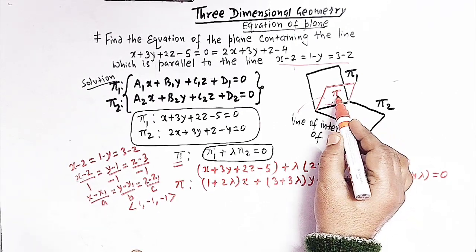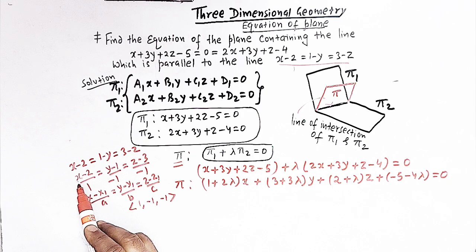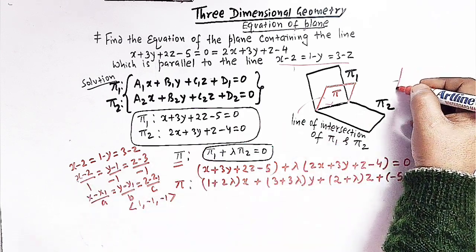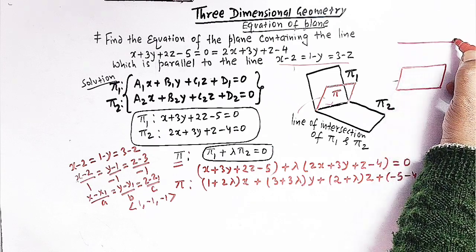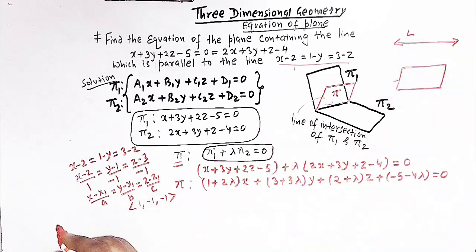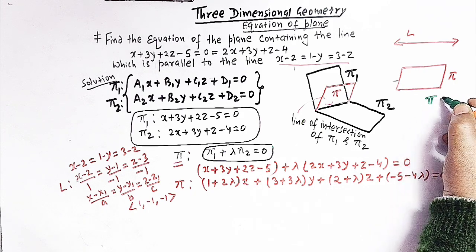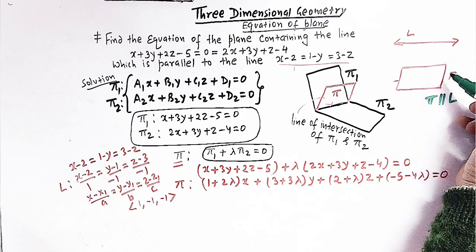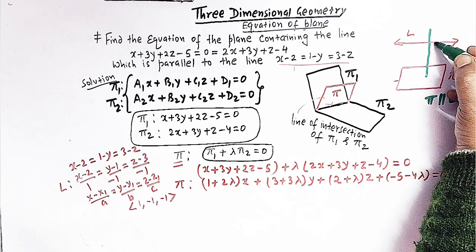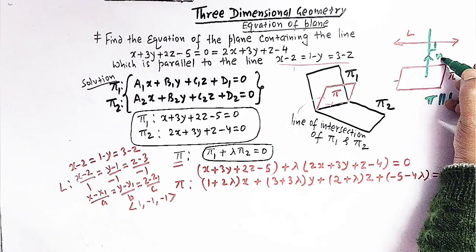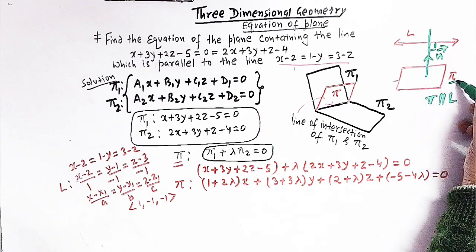So now this plane pi is parallel to this line. Here we can draw the plane pi, and here we have the line, say L. So let us denote this line by L, and here we have the plane pi. Now this plane pi is parallel to the line L, so the normal vector to this plane pi is perpendicular to this line L. So this is the normal vector to this plane pi.